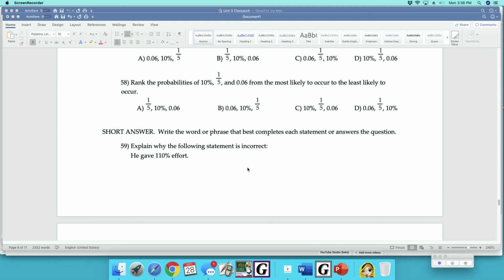Short answer. Write the word or phrase that best completes each statement or answers the question. Explain why the following statement is incorrect. He gave 110% effort. There's no such thing as greater than 100%. So it can't be. It's 0 to 100%. There doesn't exist that extra 10%. I hope this helps you with the classwork.